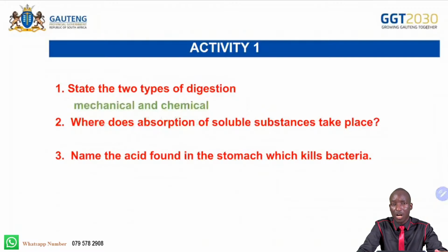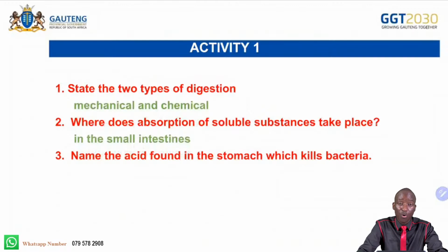If you recall, we just discussed that mechanical is the physical process, which includes biting, tearing, grinding, etc. Chemical digestion involves the enzymes, each of them digesting each of the nutrients. So let's go to number two, which says, where does absorption of soluble substances take place? It takes place in the small intestine.